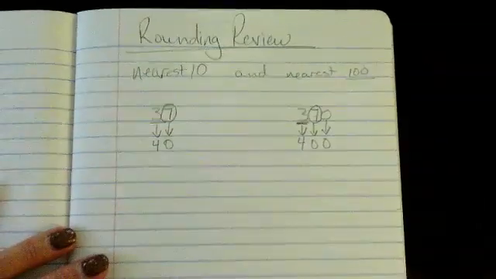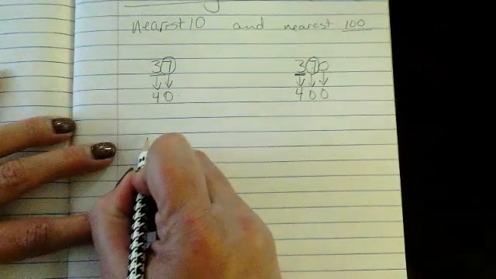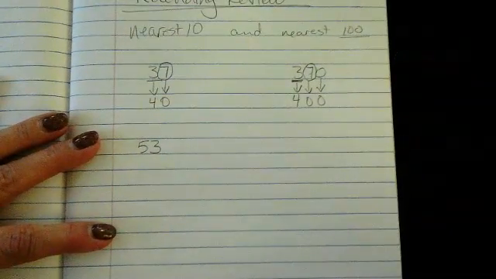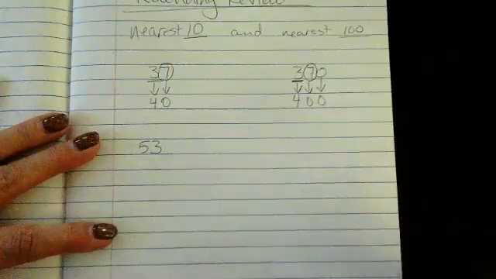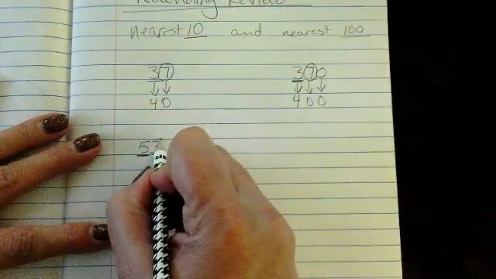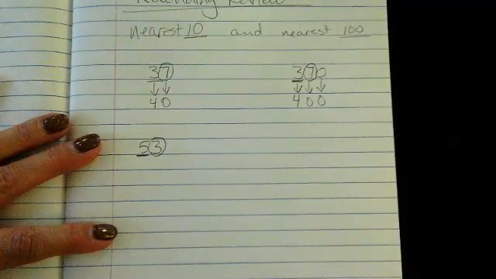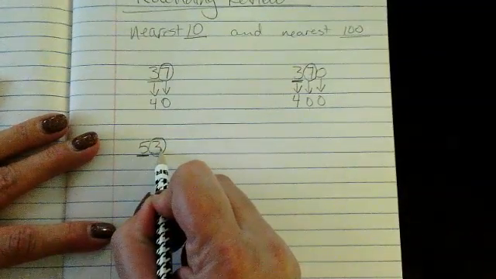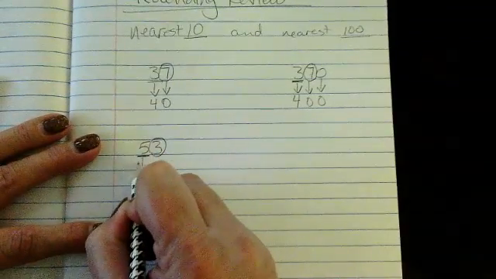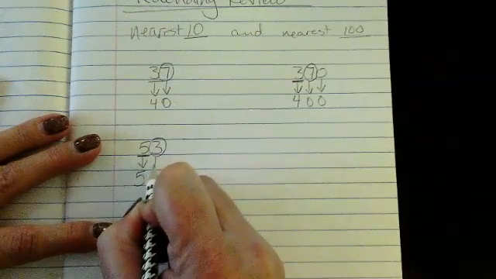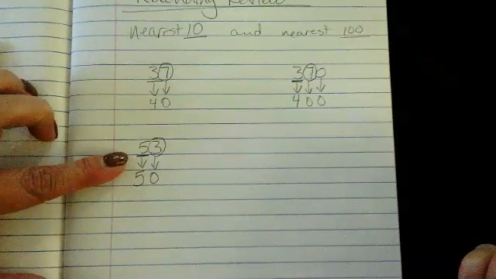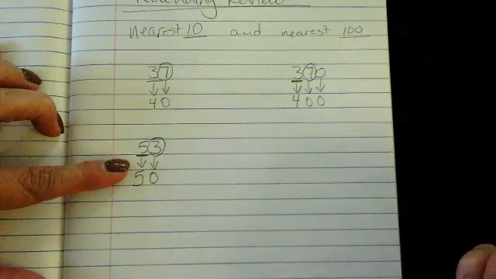Let's do one more just to make sure we have it. What if I have the number 53, and I'm rounding to the nearest 10? What number is in the tens place? Well, that would be the 5. And what number determines if it moves? That would be the neighbor next door. 3 is smaller than 5, so that means my 5 does not change. It stays the same. So my 5 stays the same, my 3 becomes a 0. So 53 rounded to the nearest 10 is 50.